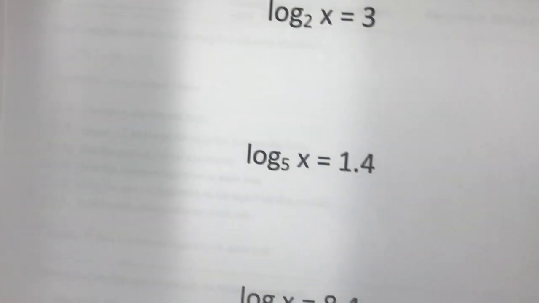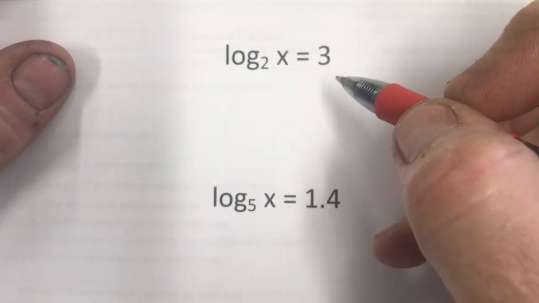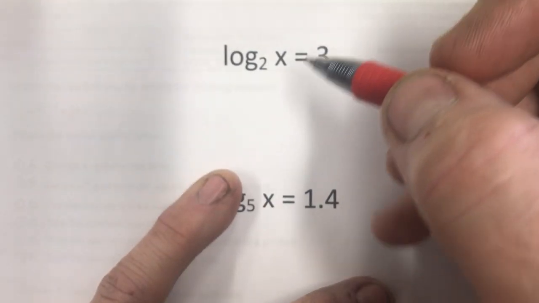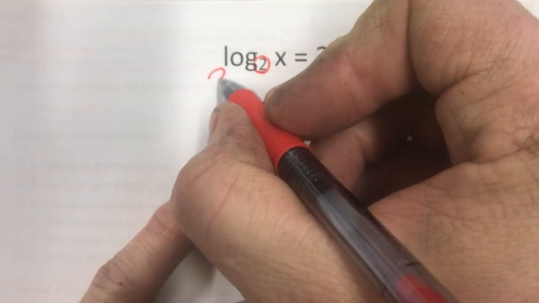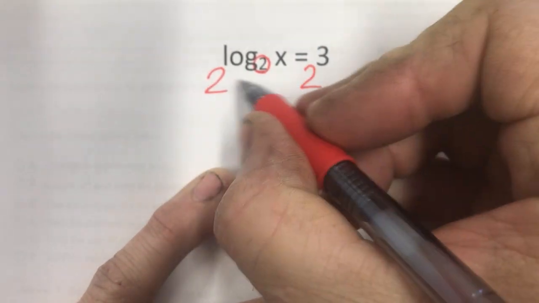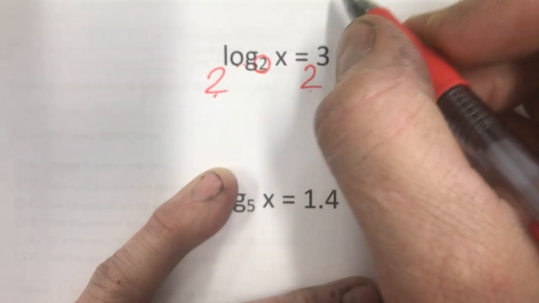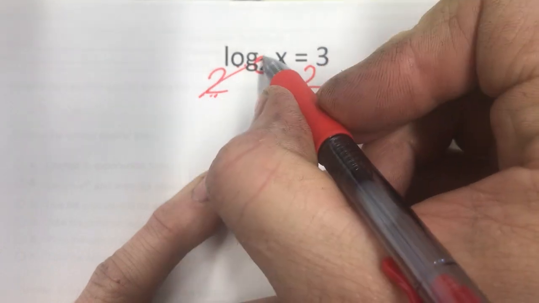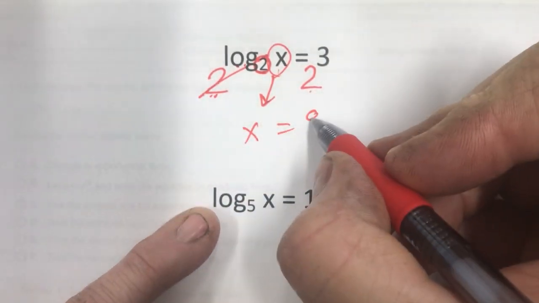Now, what if you have a log equation like this? Log base 2 of x equals 3. Well, since it's a log base 2, I raise that as a power of 2. So 2 to the power of log base 2 of x equals 2 to the power of 3. But right here, 2 to the power of log base 2 cancels, and I have just x. X equals 2 to the 3 power, which is 8.